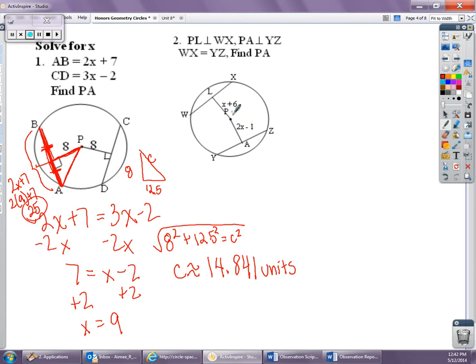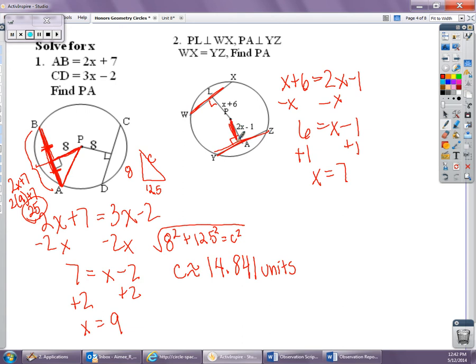This is based on the same concept, however, it's a little bit more simplistic because I know that this segment and this segment are congruent, and I know again that my radii form congruent triangles, so therefore I can say that my altitudes here that are given to me, because I know these are perpendicular, are equal. So I just say again x plus 6 equals 2x minus 1, and I solve. And I get that x is 7. And now if I want to find PA, I just plug it back into that expression. So 2 times 7 minus 1, 14 minus 1, which is 13.